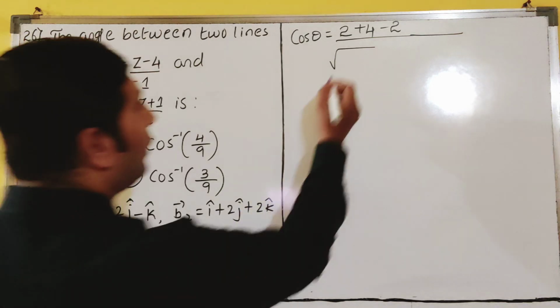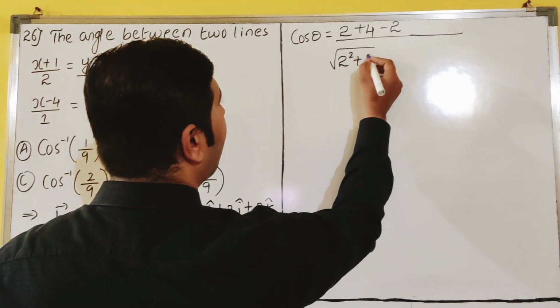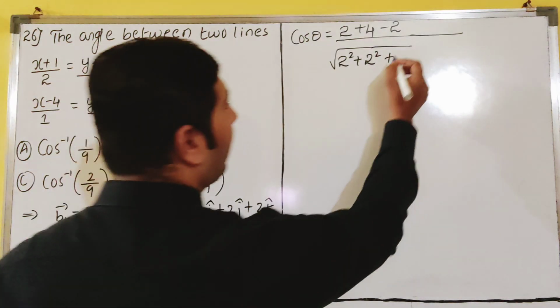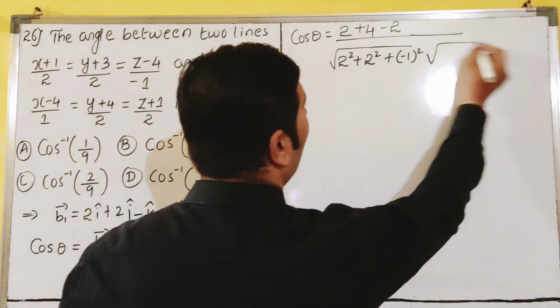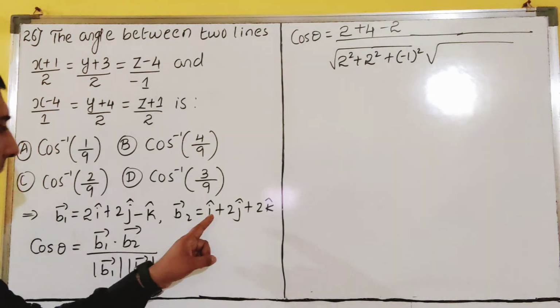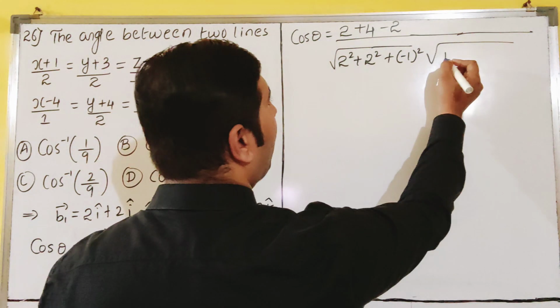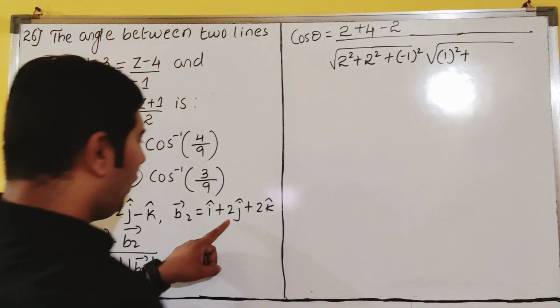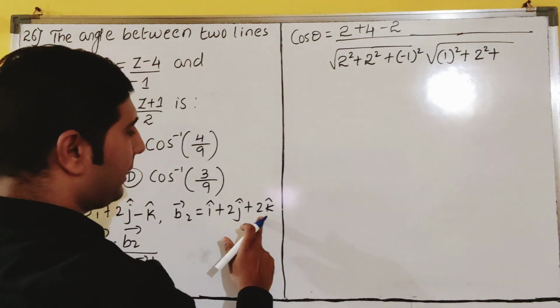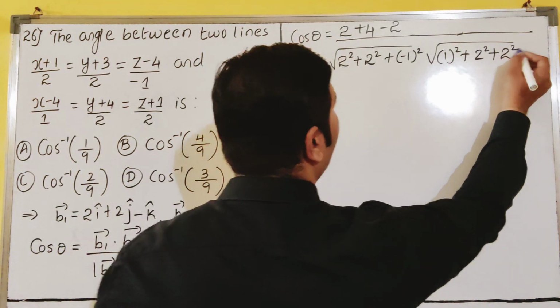X is 2, 2 square, y square is also 2 square, and z is what here? Minus 1, minus 1 square. So whole square root of, and magnitude of b2 is also the same formula. X square means 1 square, nothing is there here. And y is what? 2 square. So next z is 2 square. So how much you will get, you see here.